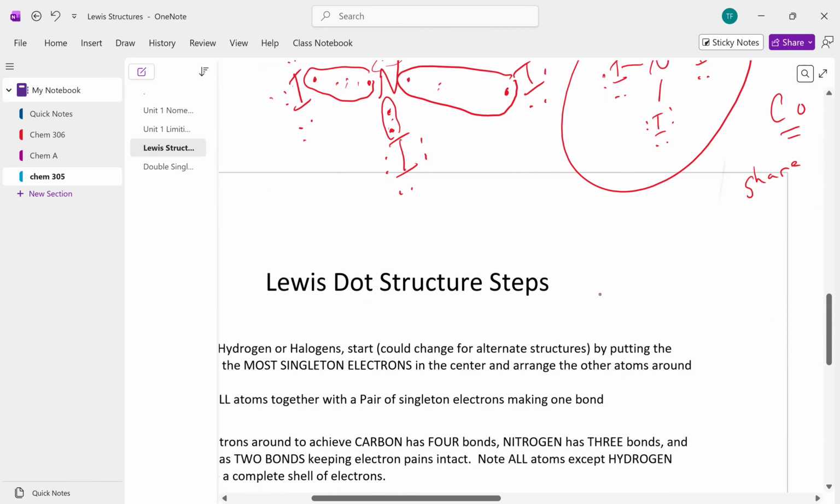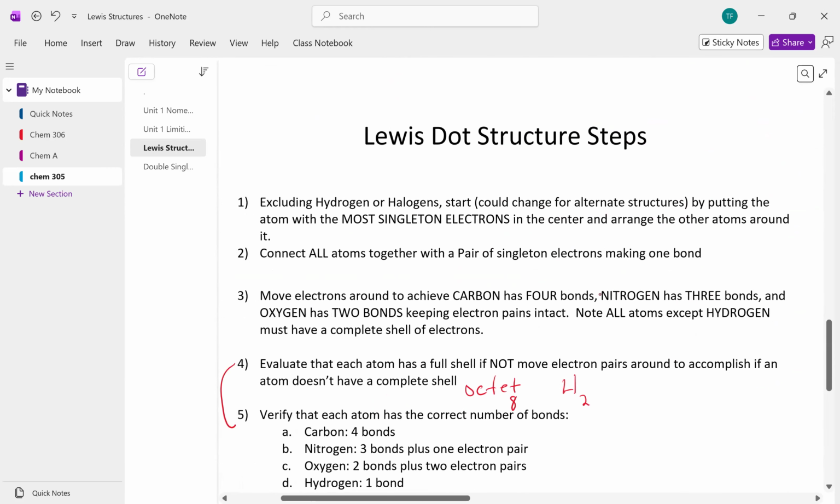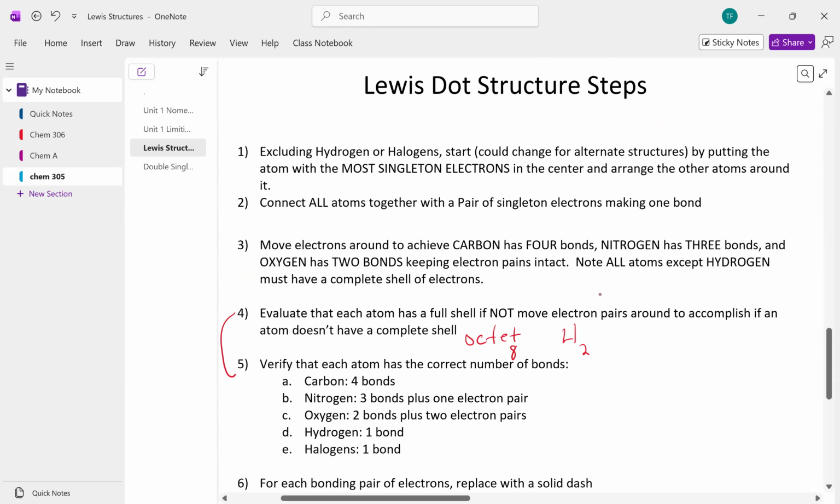Following these steps. Now, if you were to ask someone in the 305 class, there's another way to do this, which is much more complicated. I developed this about 30 years ago because this takes care of 90% of the molecules that you run across. And it's so much easier. The other method, you have to total the total valence electrons, and then you have to fulfill a single bond, and then you have to do double and triple bonds. Anyway, this is much easier.